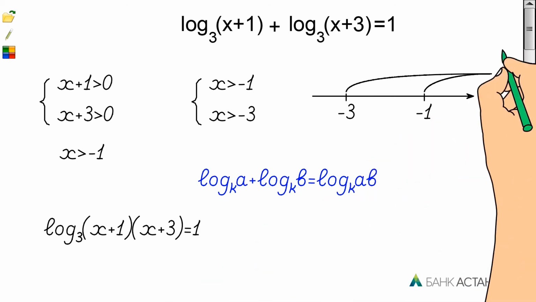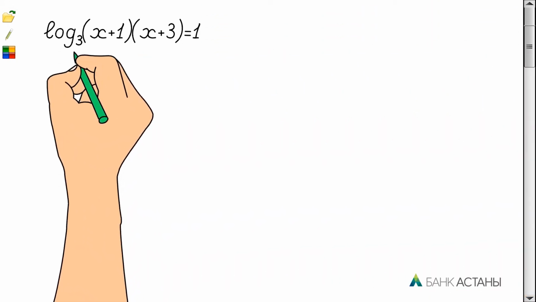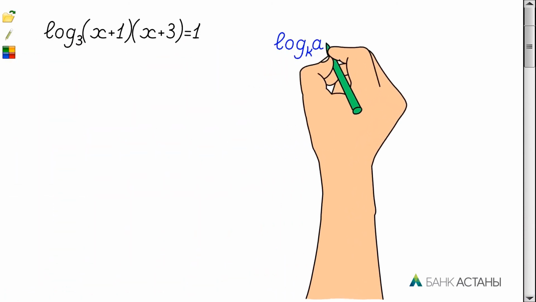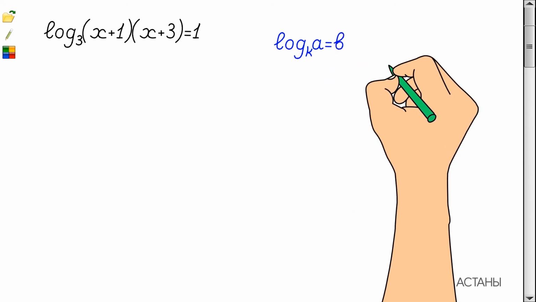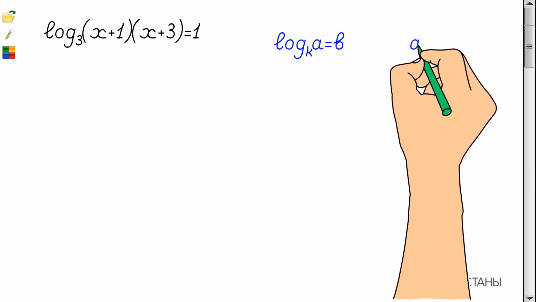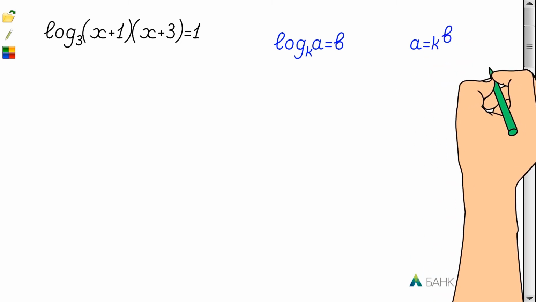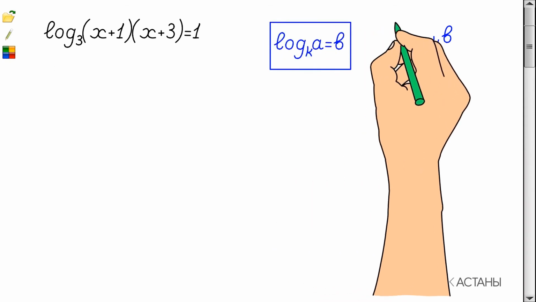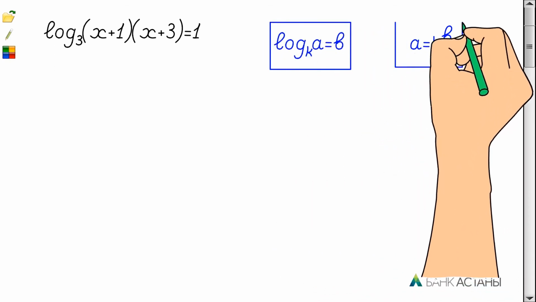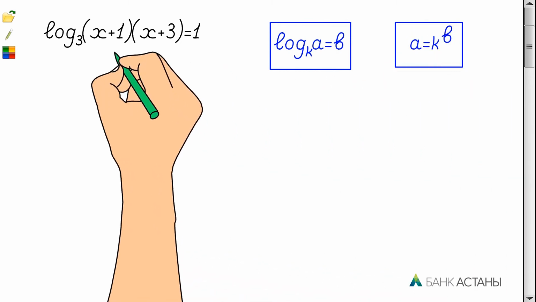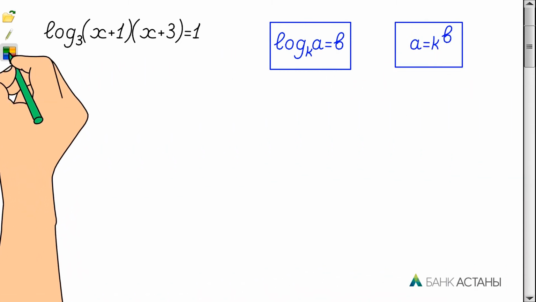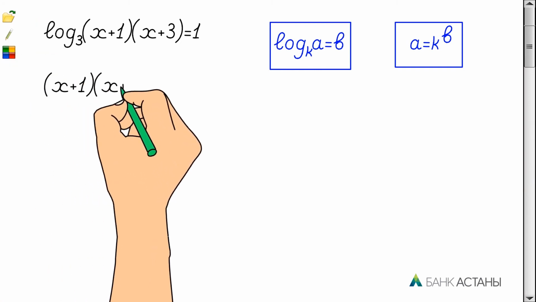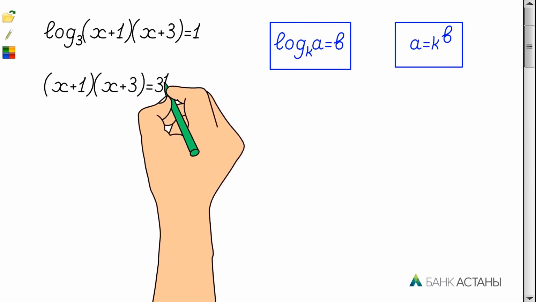To solve this equation, we need to recall what a logarithmic function is. If the logarithm base k of a is equal to b, then the inverse function will look like this: a is equal to k to the degree of b. In other words, both of these equalities are equivalent to each other, provided that the value of a is greater than 0. Consequently, we can write down our equation in the following form: (x + 1) multiplied by (x + 3) equals 3 in the first degree.